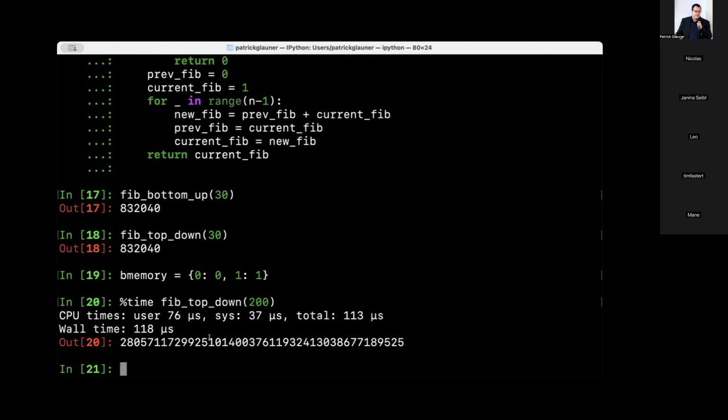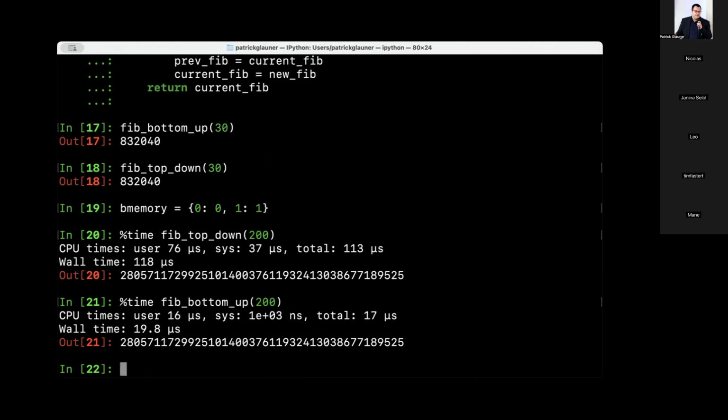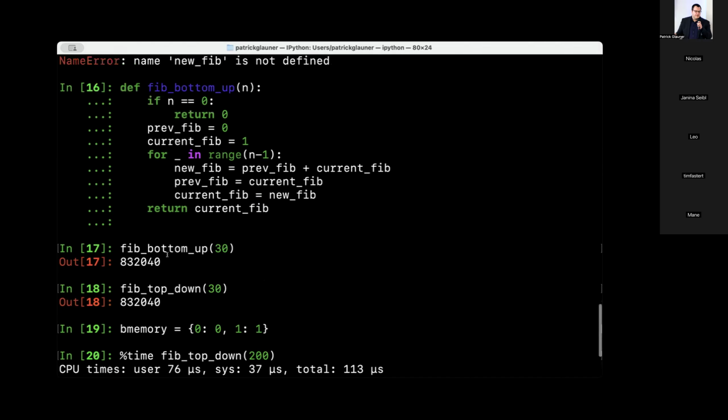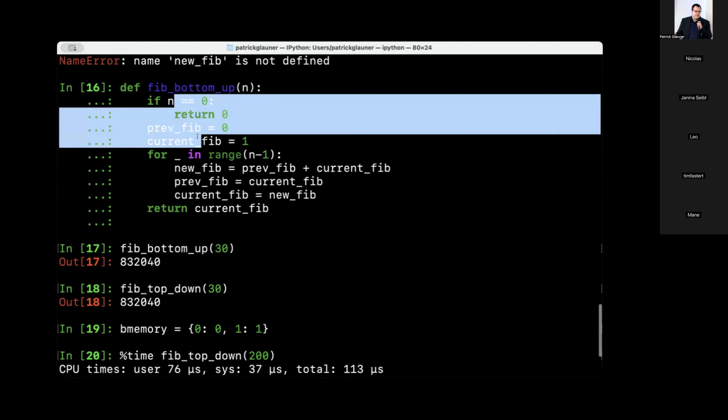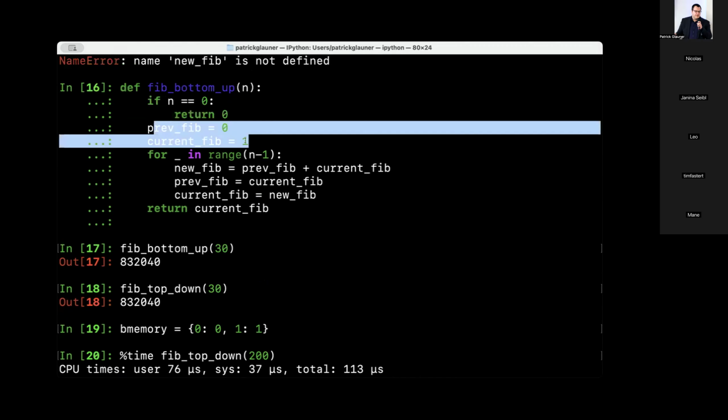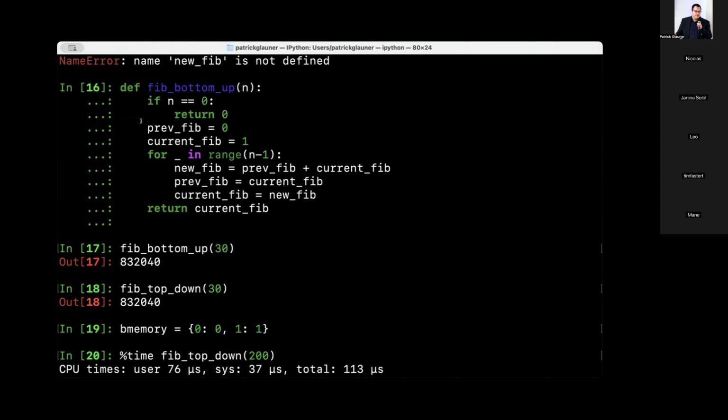So it takes 118 microseconds. I personally would assume the bottom up runs faster, but let's see. The bottom up actually runs 6 times faster approximately. So the bottom up takes 19 microseconds rather than 118. And I'll also tell you why this runs faster. So the bottom up is extremely fast because I have a fixed number of helper variables, so fixed space.